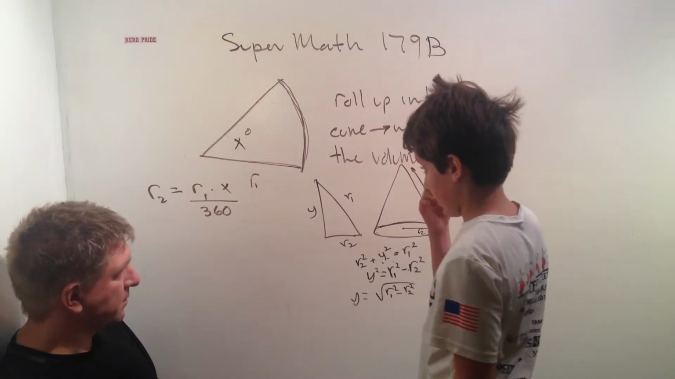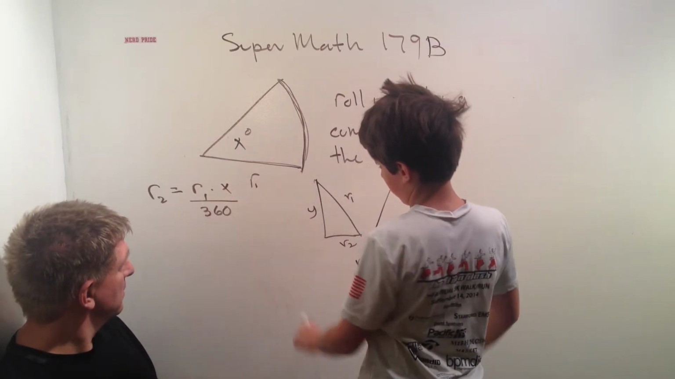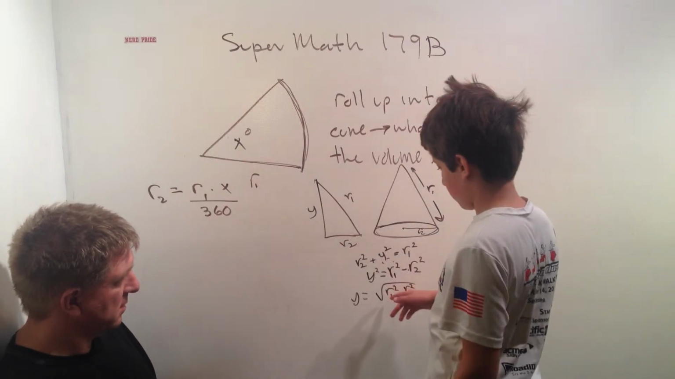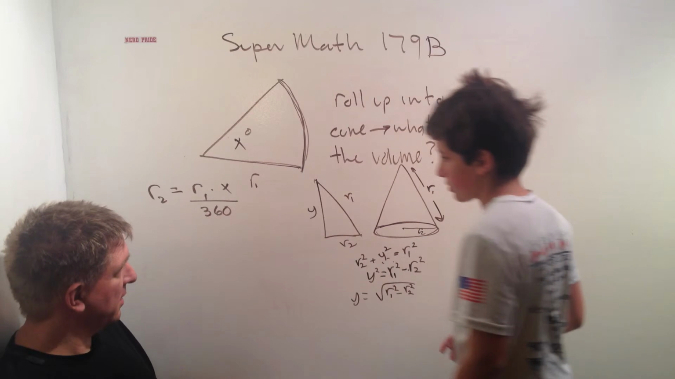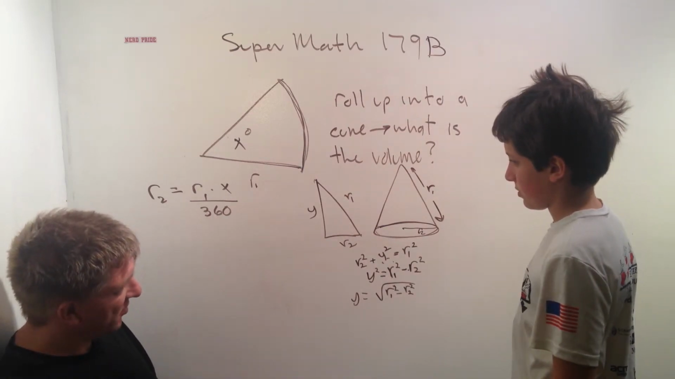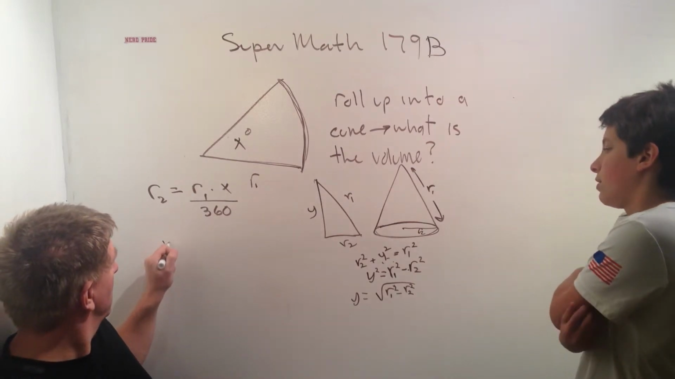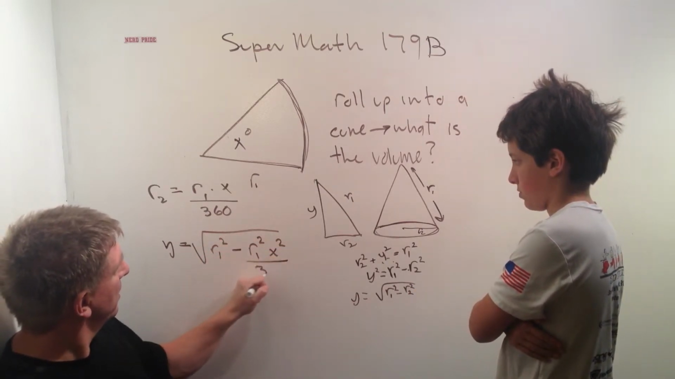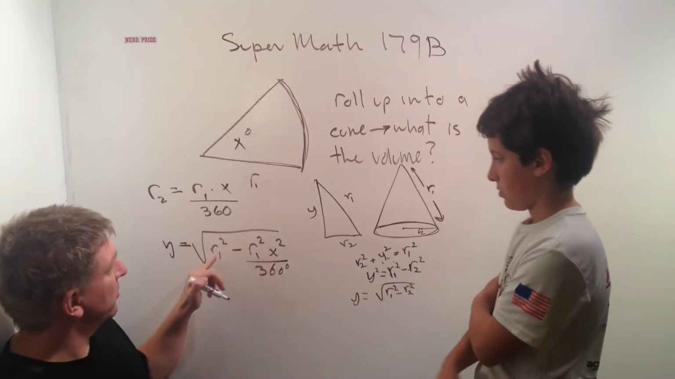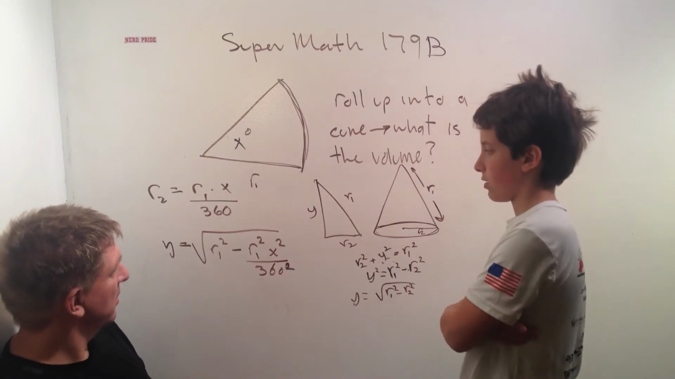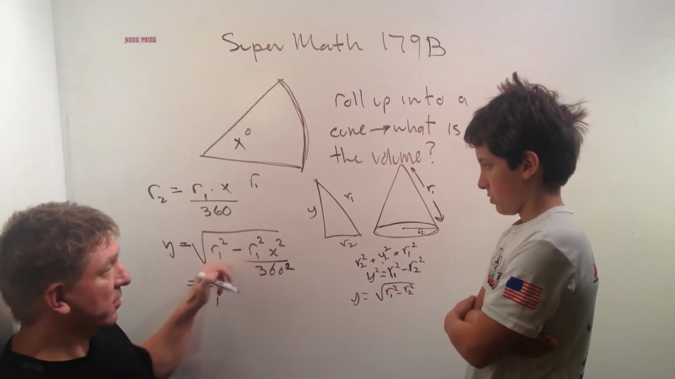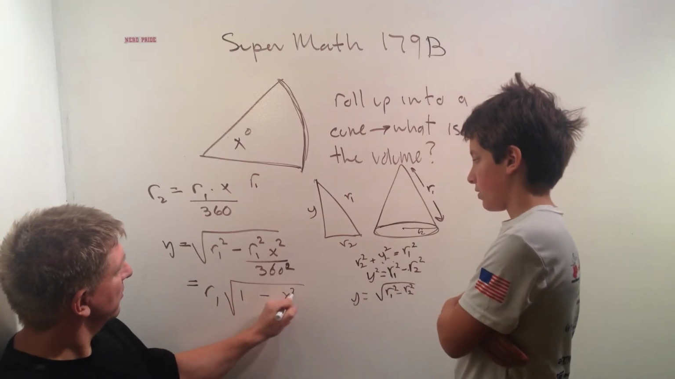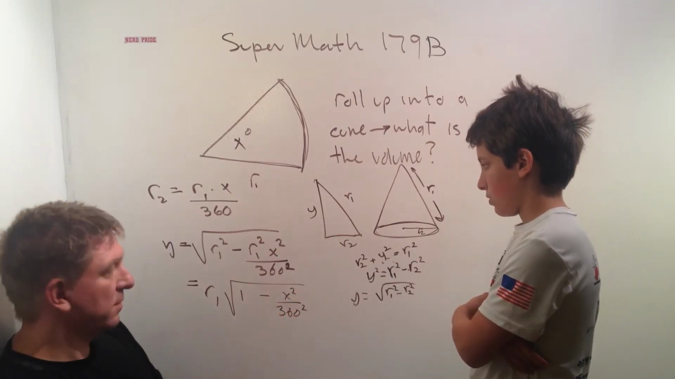And we could substitute r2 out. What would happen when we do that? We would get r1 squared minus this squared. Does that simplify our life? Actually, it does a little bit. You get y equals the square root of r1 squared minus r1 squared times x squared over 360 squared. You have an r1 squared in both terms, so I'll take that out, factoring out 1: r1 times the square root of 1 minus x squared over 360 squared.